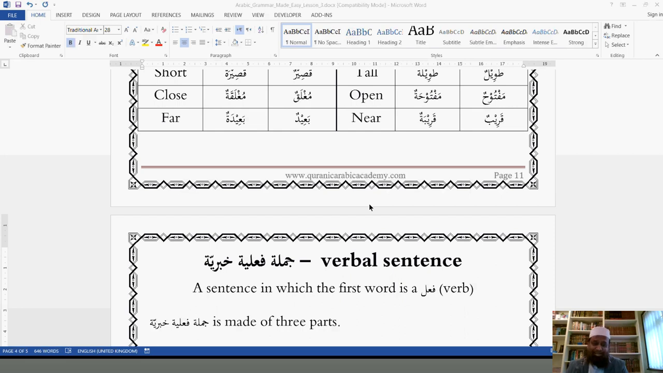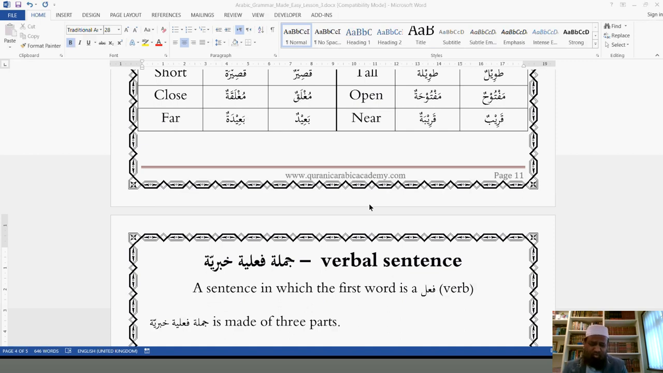Jumla Fi'liya Khabariya is a sentence in which the first word is a fi'l, because that's why it's called Jumla Fi'liya. All depends on the first word. If the first word is ism, it will be called Jumla Ismiya. If the first word is a fi'l, it is called Jumla Fi'liya. Now, in this lesson, we are going to learn how to make a Jumla Fi'liya.